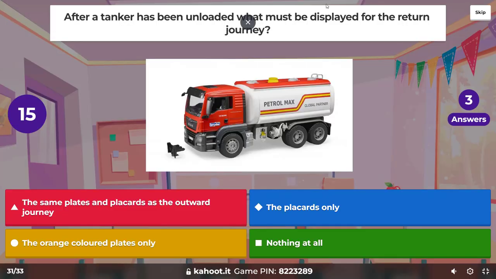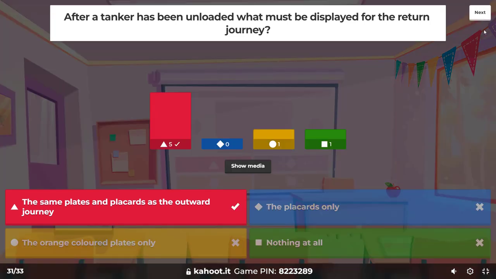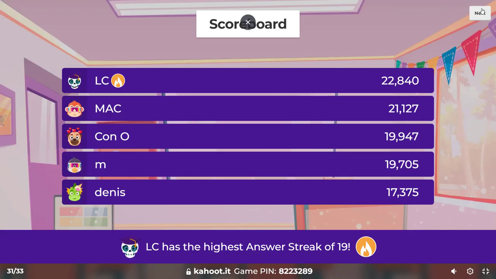After a tank has been unloaded, what must be displayed for the return journey? Exactly the same plates and placards as the outward journey. It's being unloaded, it's not being cleaned. So all the ADR rules still apply until that has been cleaned, purged, or fumigated. Okay?